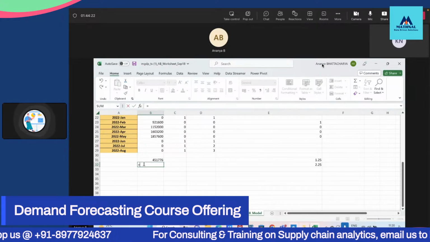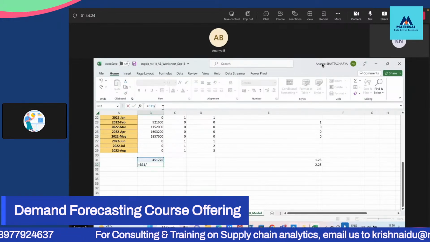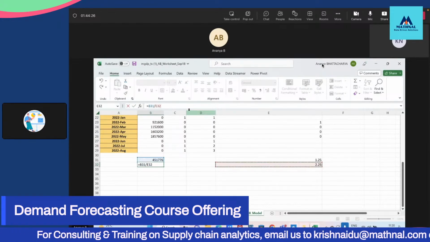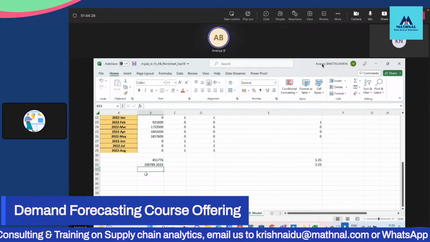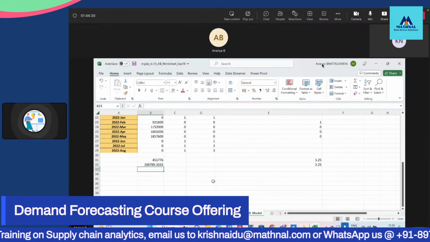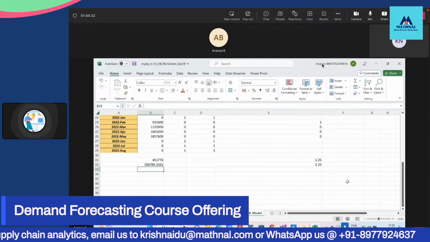Now we can divide this. This is the average demand we'll get. This is what the average purchase we have to do. Average demand per period.